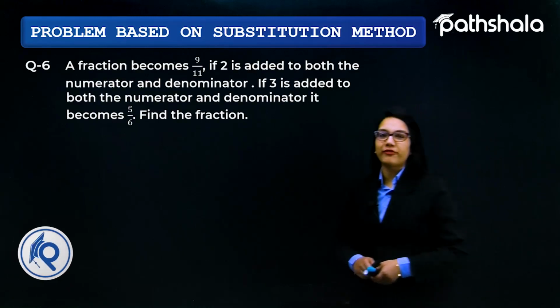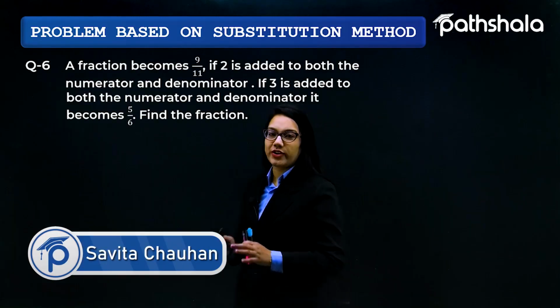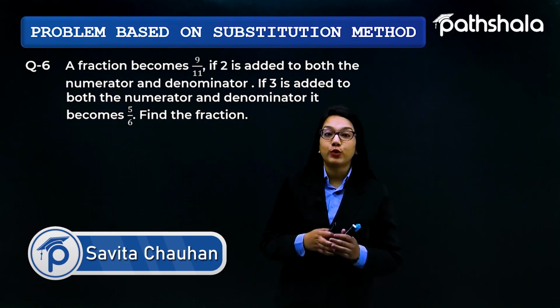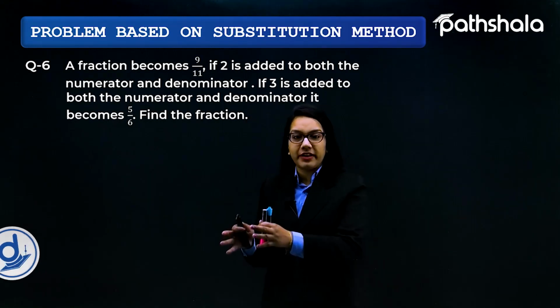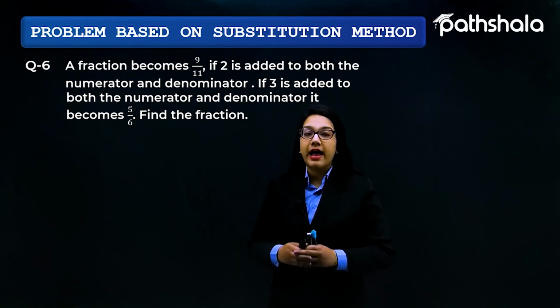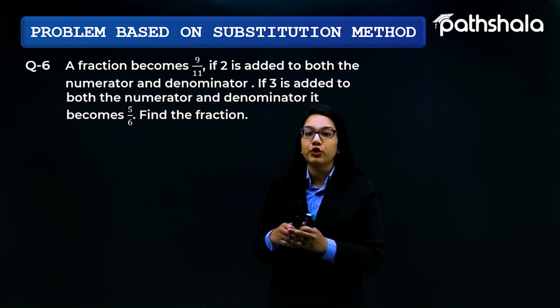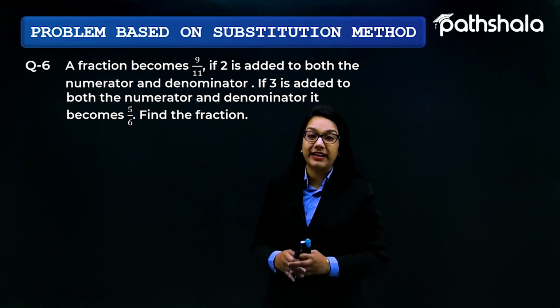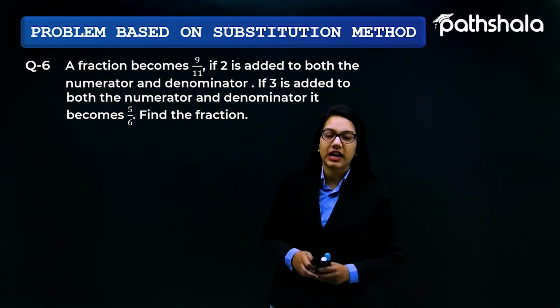So let's just move on further and see the next question. Question number 6 says that a fraction becomes 9 by 11 if 2 is added to both the numerator as well as the denominator, and if 3 is added to both the numerator and denominator, it becomes 5 by 6. Then find the fraction. So let's just start this question.